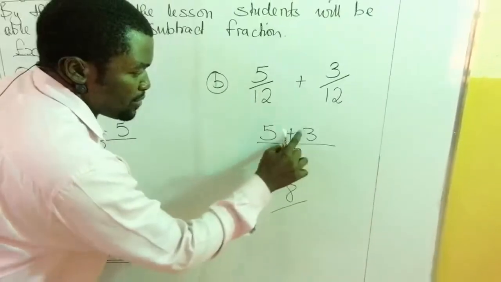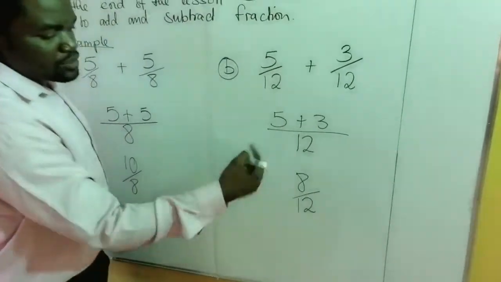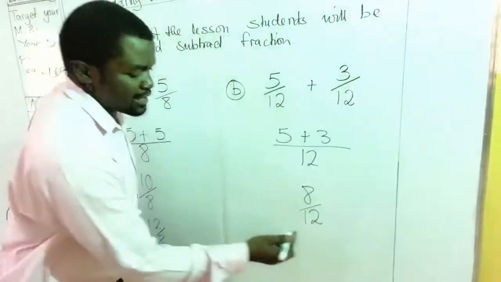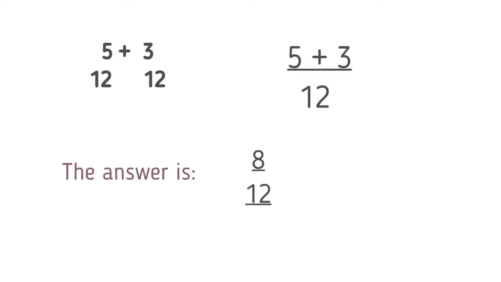When you divide, you make it over 12. So this one is already a fraction. So without simplifying, we leave the answer like that. Just as simple as it is. Now, adding with the same denominator is just adding.